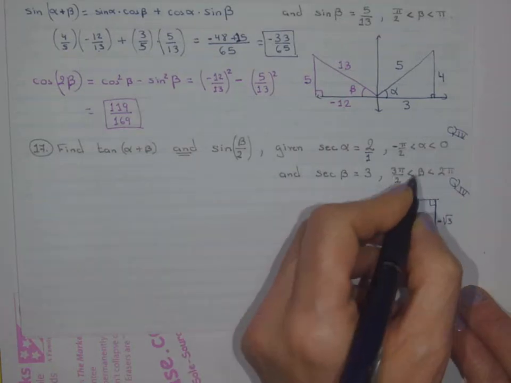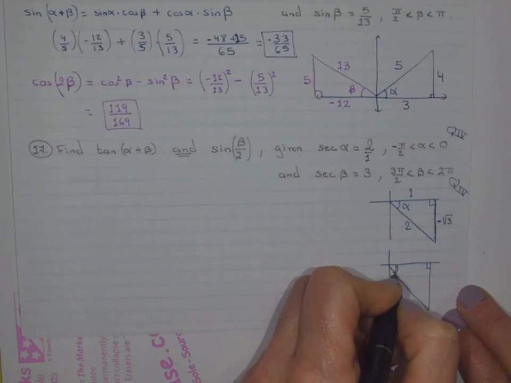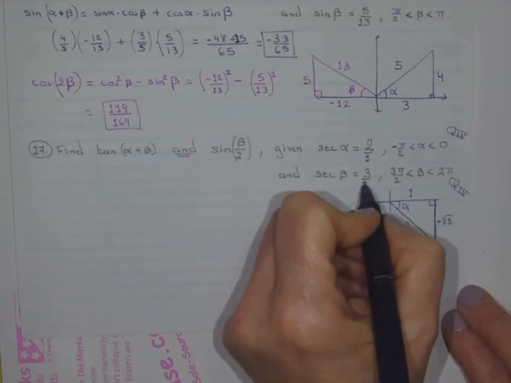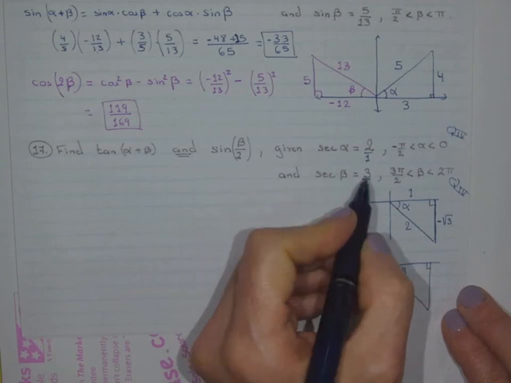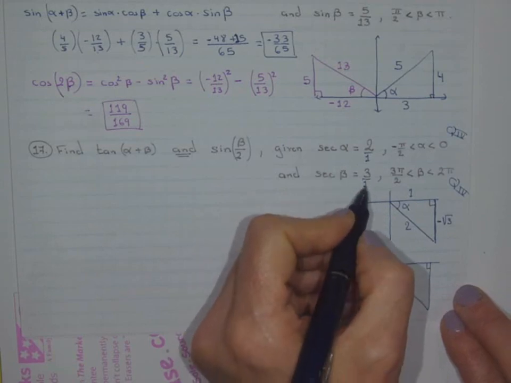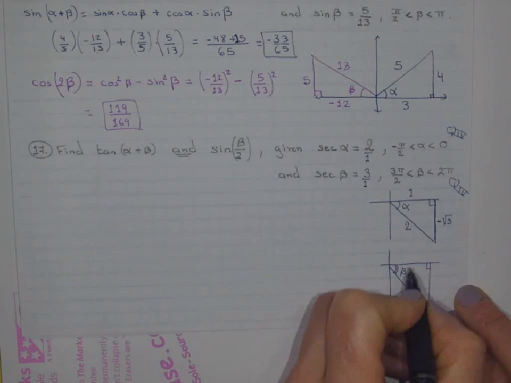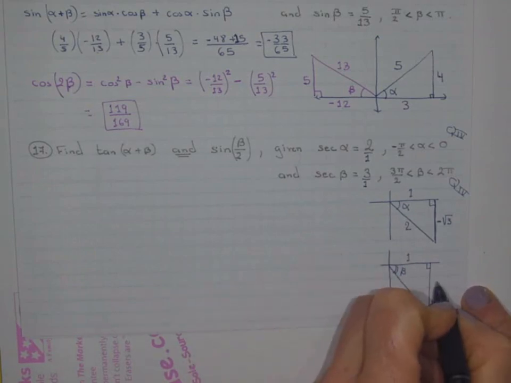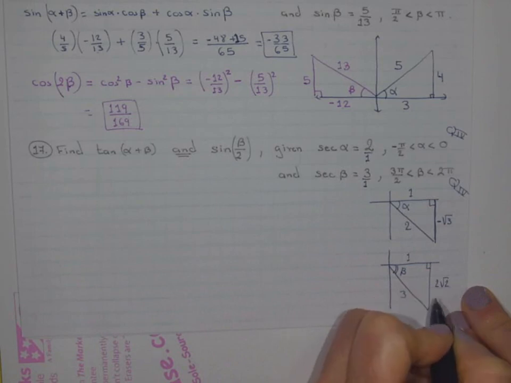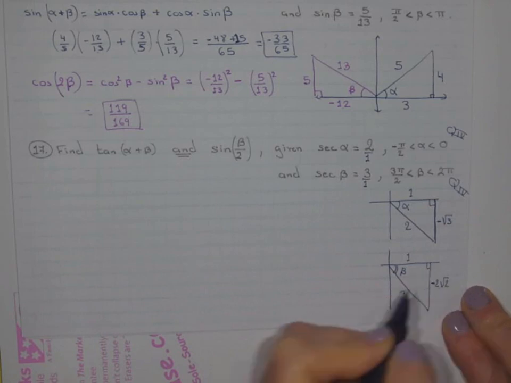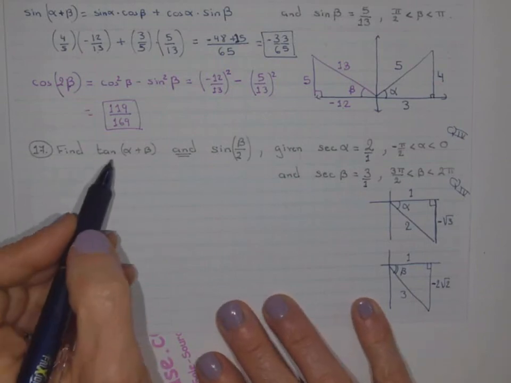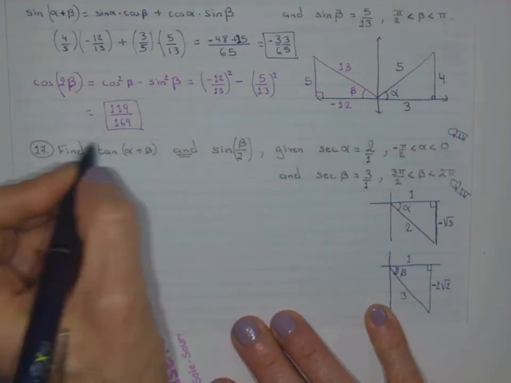Okay, so beta here, so there is my beta. And secant, same thing, right? Secant is 1 over cosine, so it will be hypotenuse over adjacent, so 3 over 1. And then when you use your Pythagorean theorem, you're figuring out that this is 2 square root of 2. But again, we're in quadrant 4, so the y values are negative, so that will be negative. Okay, we have the setup ready to go, so now let's do the tangent first.